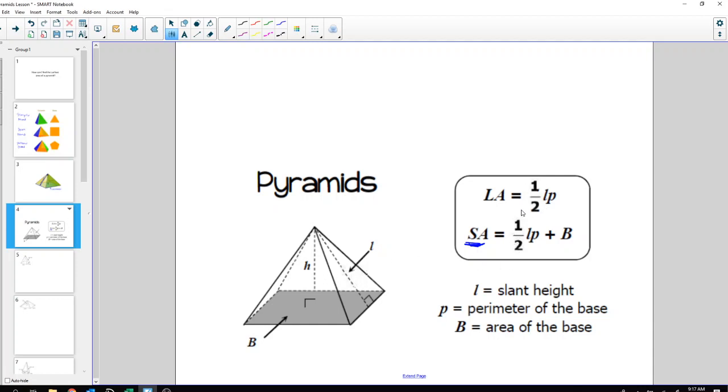So if you look, this part here, this 1/2 the slant height times the perimeter of the base, is part of my surface area formula, because all I'm doing is taking the area of each face of that shape and adding them all together. So I take my lateral area and then I add the area of the base. Remember, capital B is the area of the base. Now that formula there is going to change depending on what shape the base is of your pyramid.